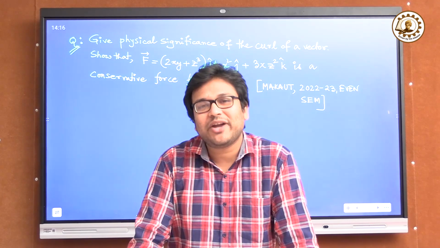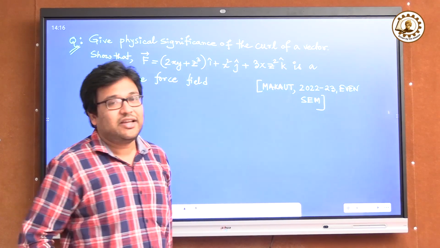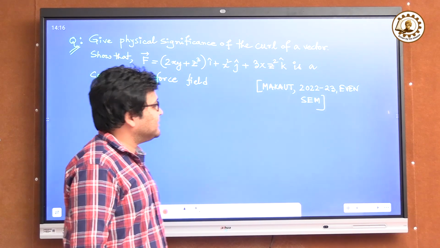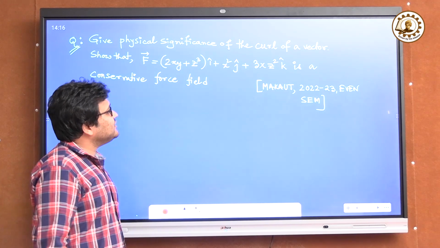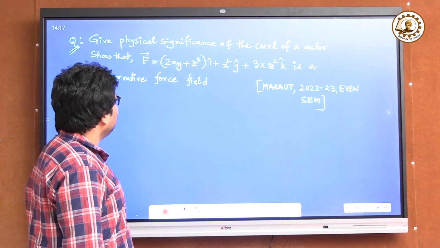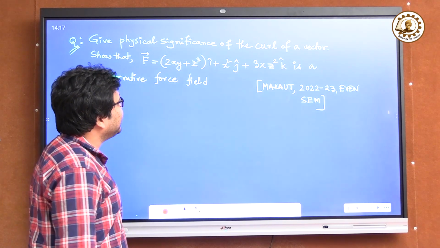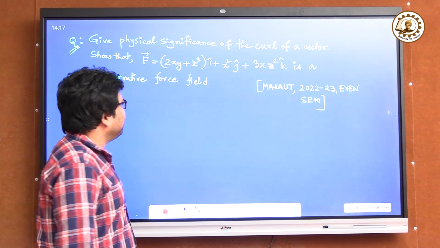And in today's class, we are going to solve a problem from the chapter vector. This problem came in the year 2022-23 even semester in MAKAUT, and the problem says, give the physical significance of the curl of a vector and also show that F vector equals (2xy plus z cube) i cap plus x square j cap plus 3xz square k cap is a conservative force field.